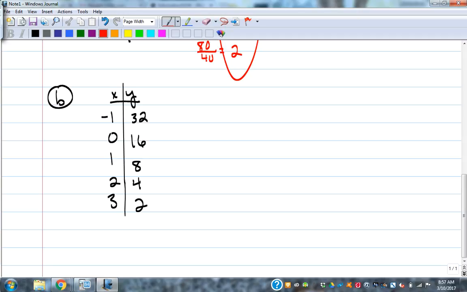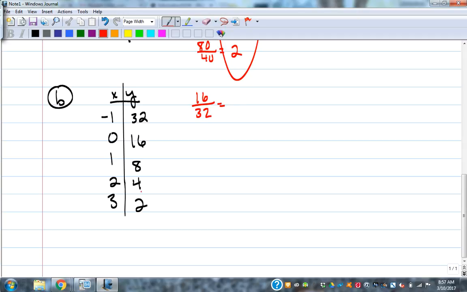So what's the ratio of our y values? Because obviously we're going from 32 down to 2, so this would be growth or decay. Decay. If it's exponential, it's decay. So we're going to test, is it exponential? Divide them. 32 divided by 16 is, well, I did that backwards. 16 divided by 32.